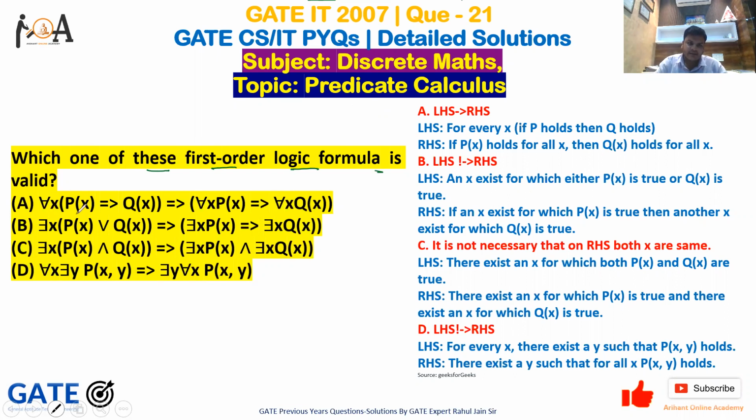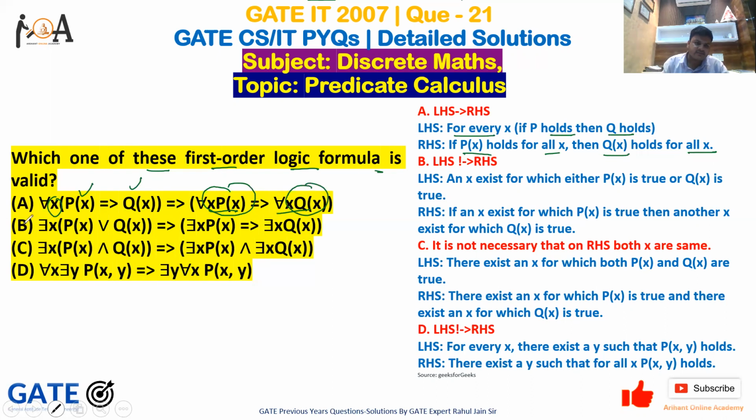Option A: for all x such that P(x) implies Q(x), that means for all x, P(x) implies Q(x). We can write it like that: for all x, P(x) implies for all x, Q(x), right? So you can see here that for every x, if P holds then Q holds. And in the RHS, if P(x) holds for all x, then Q(x) holds for all x.